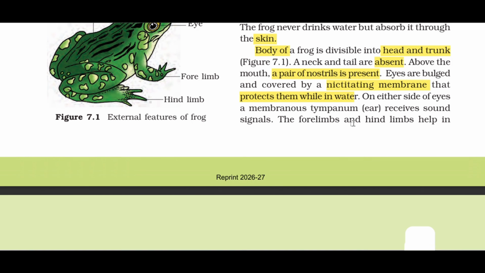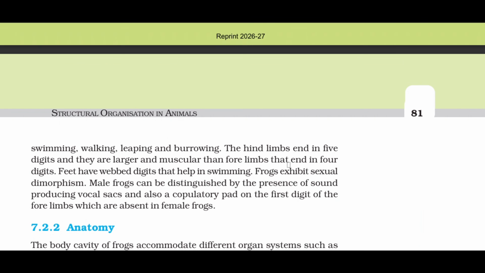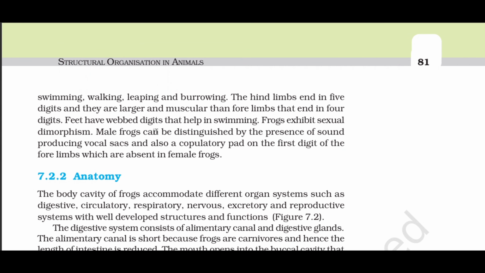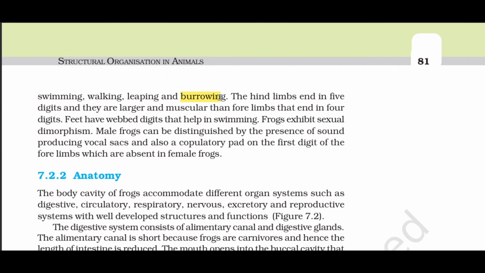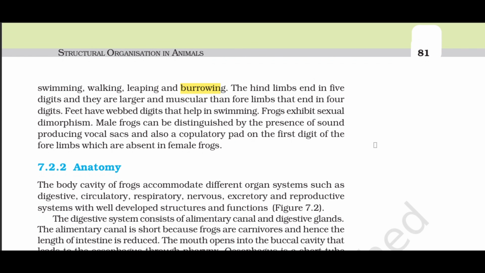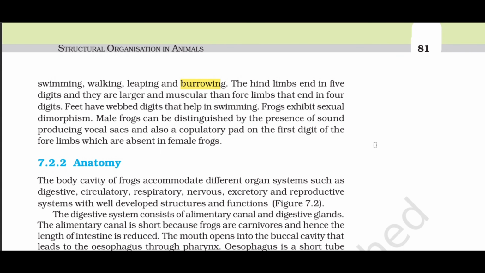The forelimbs and hind limbs help in swimming, walking, leaping and burrowing. The hind limbs end in 5 digits and they are larger and more muscular than forelimbs that end in 4 digits. Feet have webbed digits that help in swimming. Frogs exhibit sexual dimorphism.